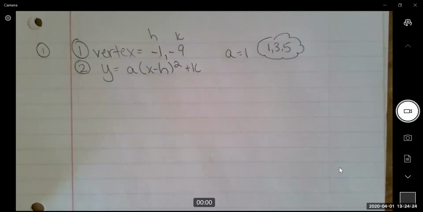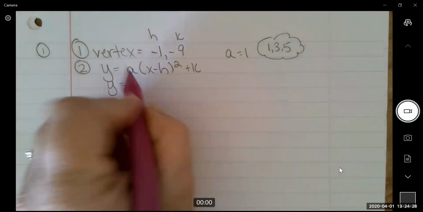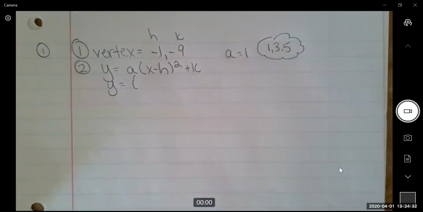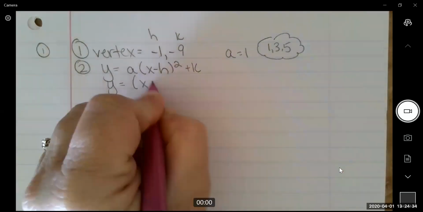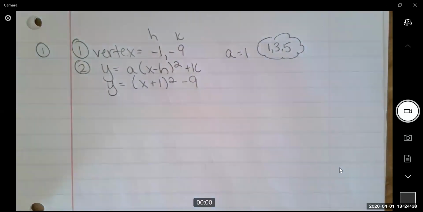All right, so remember, we're going to go opposite with our h. So y equals, we don't need to put the 1 there because there's an understood 1. So this is going to be x plus 1 squared minus 9. All right, so there's our vertex form.